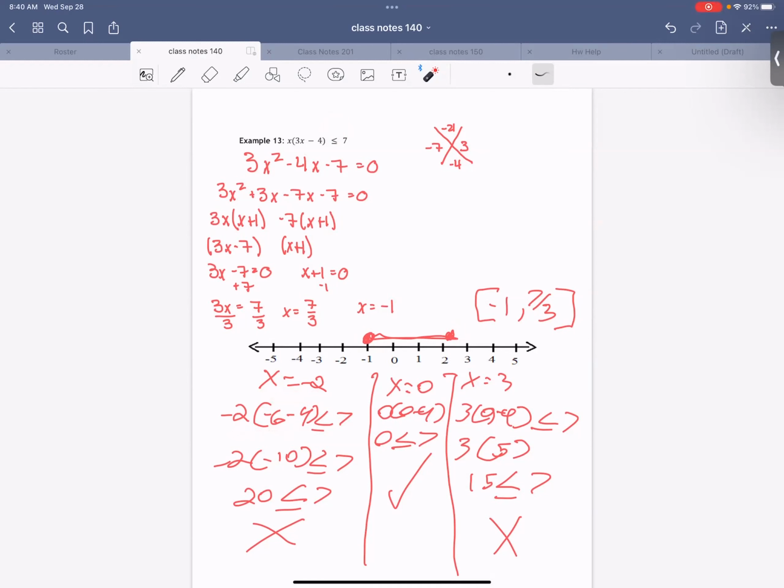Then it becomes -2 times -10, which becomes 20, which is not what's underneath the 7, so nothing on that side. And in the center, x equals 0. Plugging in 0 for x, all that becomes 0. So 0 is less than or equal to 6. And on the right, x equals 3. Plug that in for x, and inside the parentheses becomes 9 minus 4, which is 5, and then 3 times 5 is 15, which just like last one, not equal to 7.